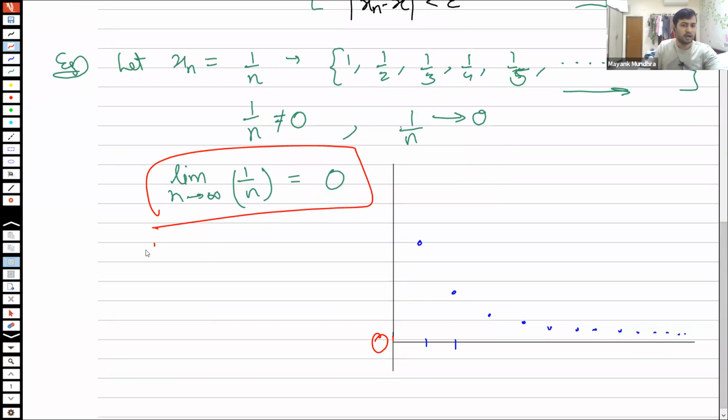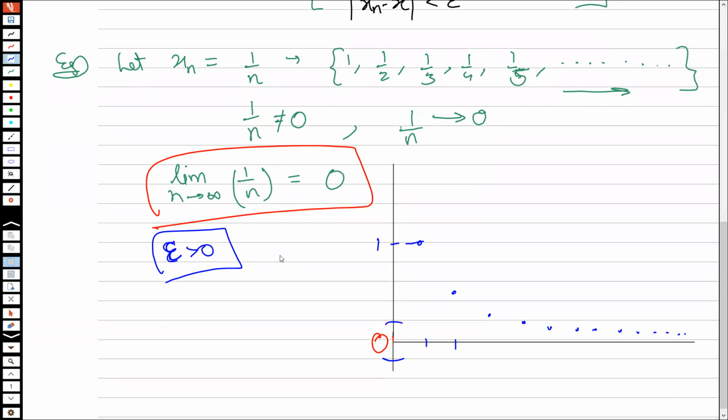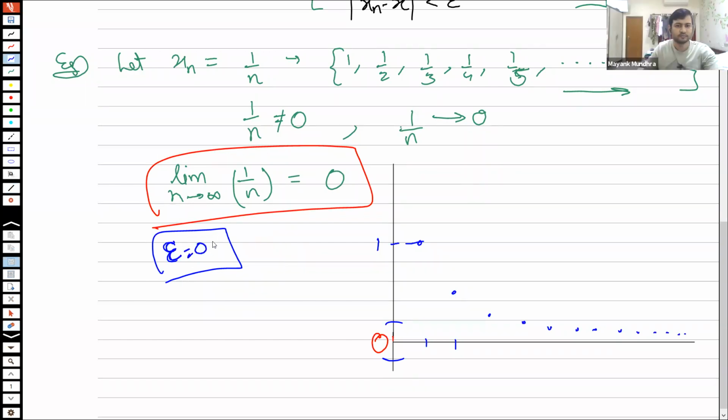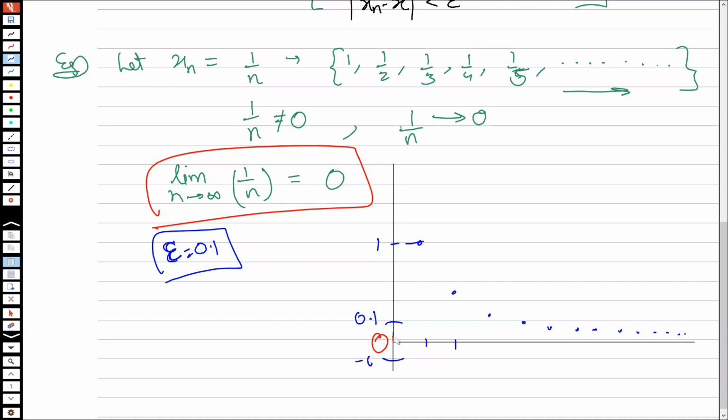So let me ask someone, let me ask Anuradha, give me an epsilon greater than 0, whatever you can think of, but think small. Don't think 1000 or 100. Think of something less than 1, because this is 1. So think of something in this range. Give me an epsilon, any real number. Sir, 0.1. 0.1, very good. Okay, so let's say epsilon is 0.1. So this point would be 0 plus 0.1, and this point will be 0 minus 0.1.